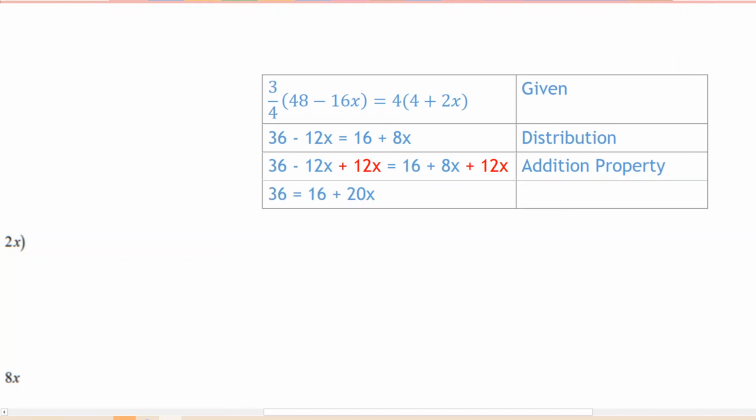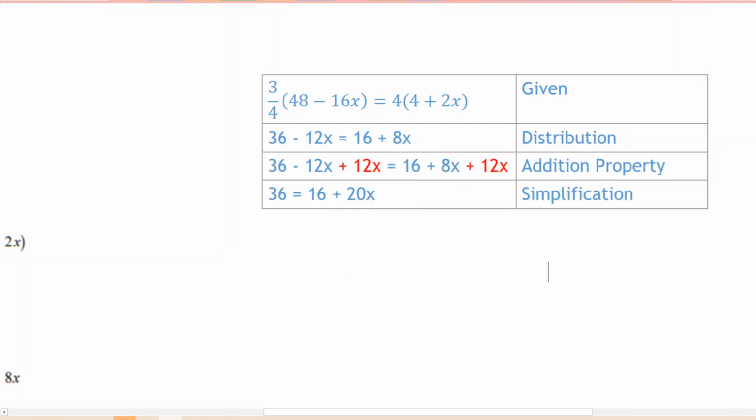Taking a look as I simplify, I can see that what I've got here, negative 12x plus 12x, that's a zero pair. So if you notice on the right side, I didn't bother writing it at all. The left side is just the 36. On the right side, I've got positive 8x plus 12x, and that's the same as 20x.